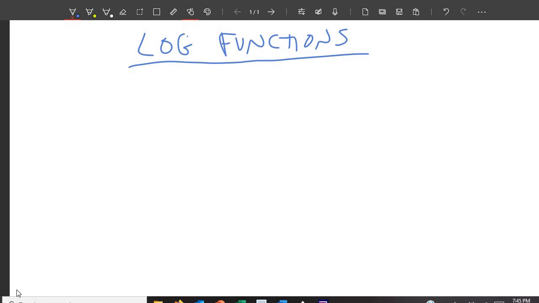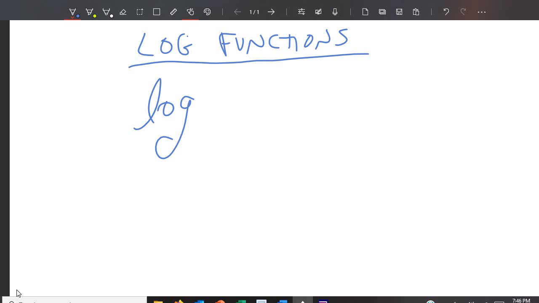Logarithmic functions. This is section 7.2 in the book. It's going to introduce something called logarithms. Logarithms are the inverses of exponential functions. So we're going to learn how to switch back and forth between logarithmic function notation and exponential function notation. But here's the definition of a logarithm.